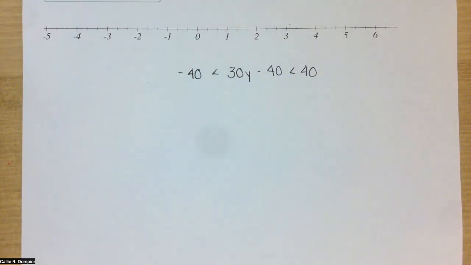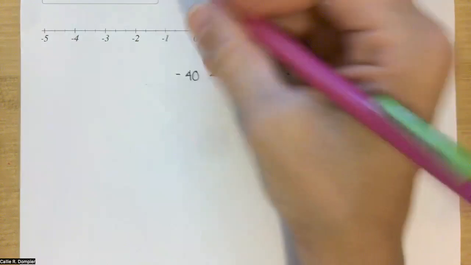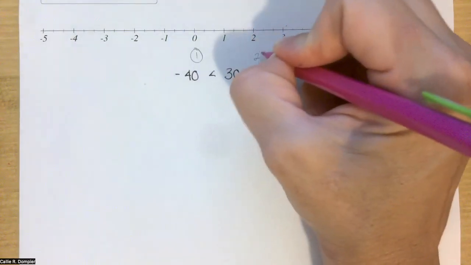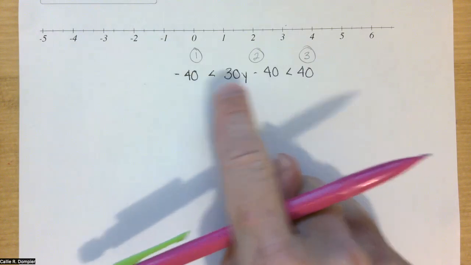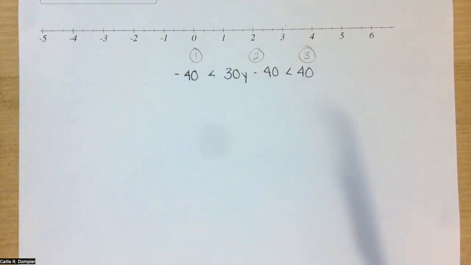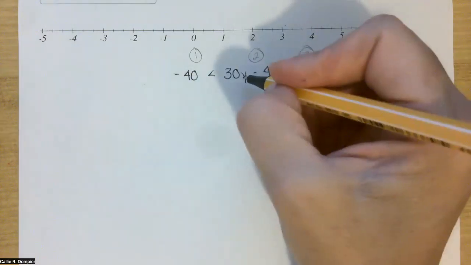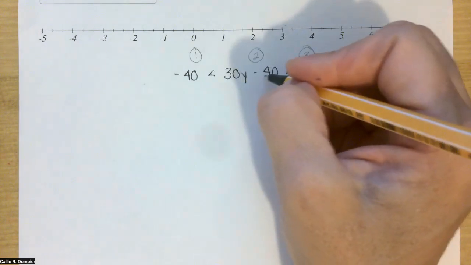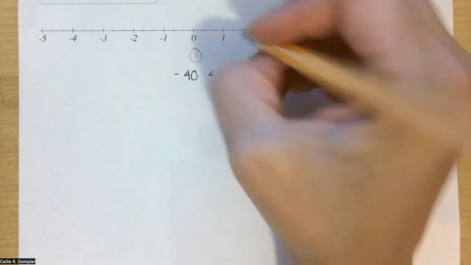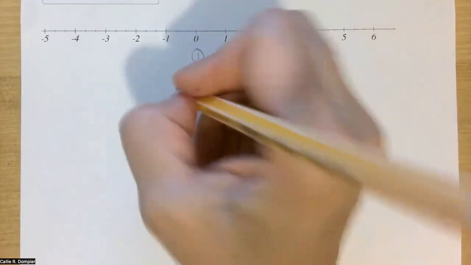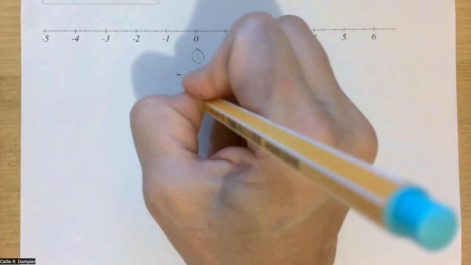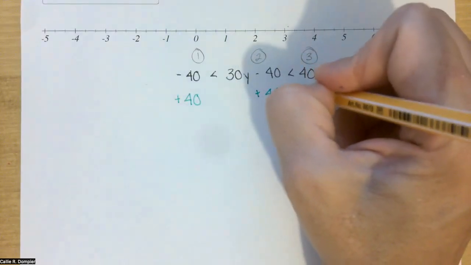And instead of 2 sides, now you have 3 sides. You have 1, 2, 3 sides. So anything you do to get y alone, you do over here, here, and here. In this case, y is being multiplied by 30, and then we're subtracting 40 from it. The opposite of subtracting 40 is to add 40. I need to do it to the middle, this side, and this side.